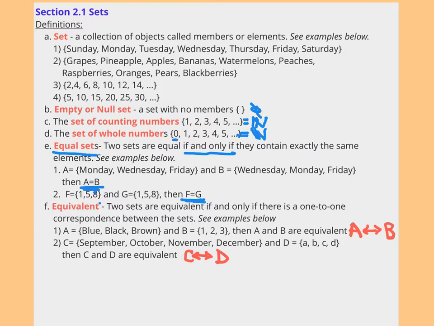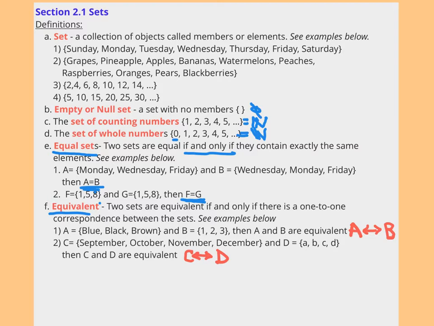A term that's similar to equal is the word equivalent. Two sets are equivalent if and only if there's a one-to-one correspondence between the sets. And so basically it means we can match up each element to another element in the set. They don't have to be identical. They're going to have the same number of elements.